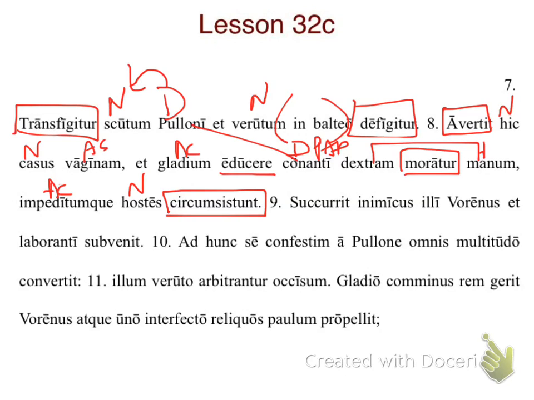So it says educare conanti translates as the one trying. Yeah, it's talking about Pullo. I'm confused how they got that from educare conanti. Well, conanti is a present active participle from conor. I got that, that's the trying. Okay, so they're just helping you out, they're not translating it all for you. So it's for the one trying to lead out the sword. In other words, trying to draw a sword.